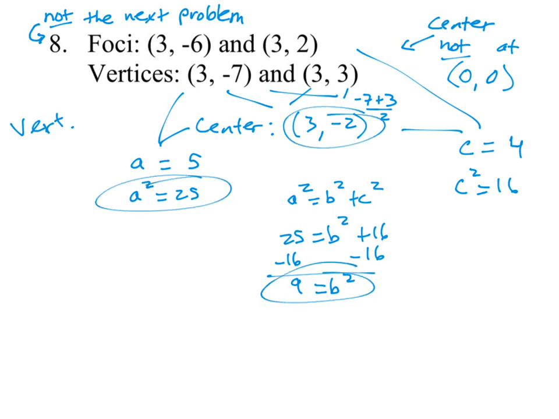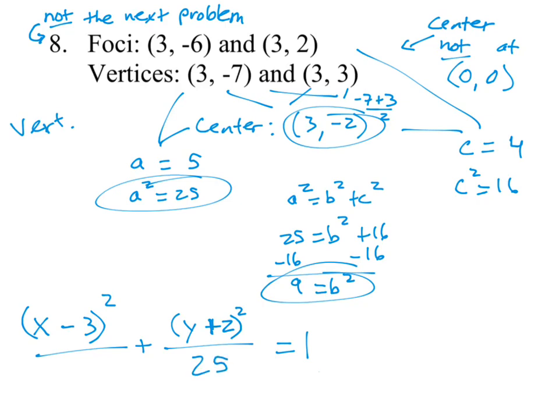We can write out our equation: x minus the x value of our center, which is 3, so x minus 3 squared, plus y minus the y value of our center, which is negative 2. So it's y minus negative 2, which is y plus 2. Now we need to put a squared and b squared in there, and it's going to equal 1. The a squared is the bigger value, and we already determined this is a vertical ellipse, so you can put 25 under y plus 2 squared. And then b squared goes under the x part, because it's a vertical ellipse.